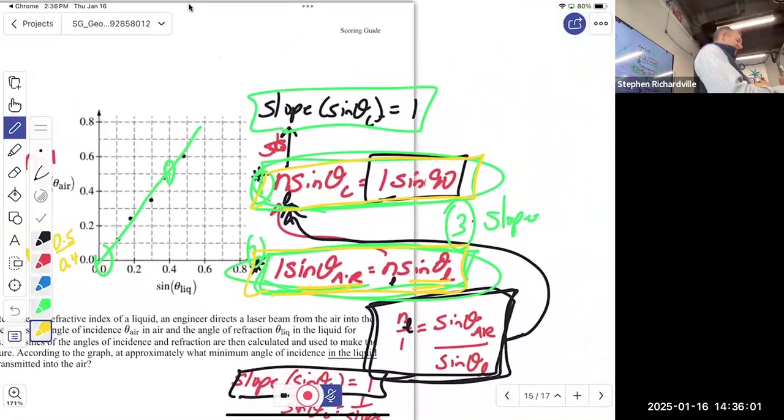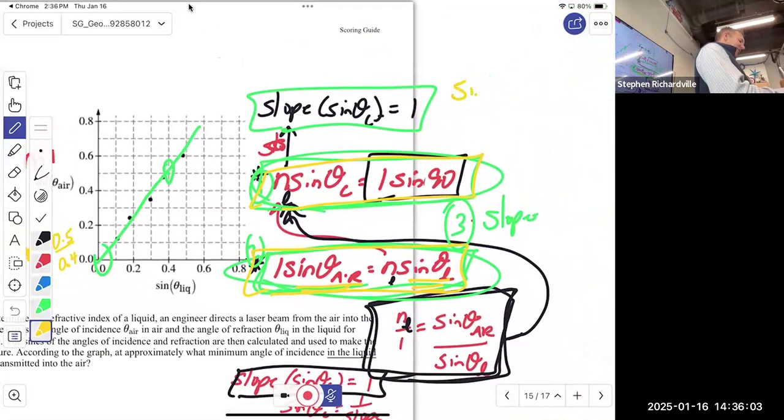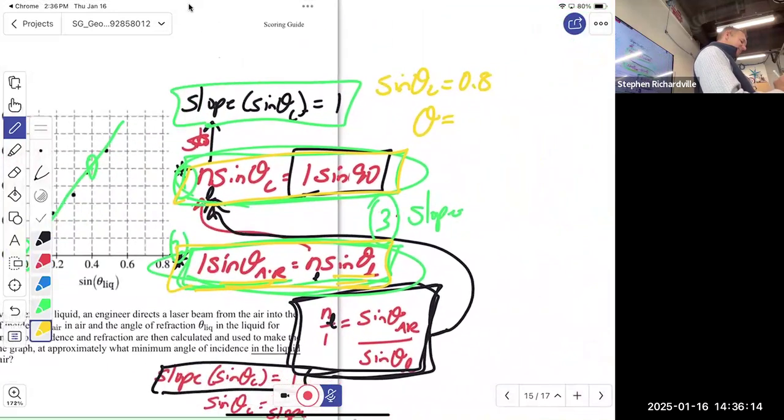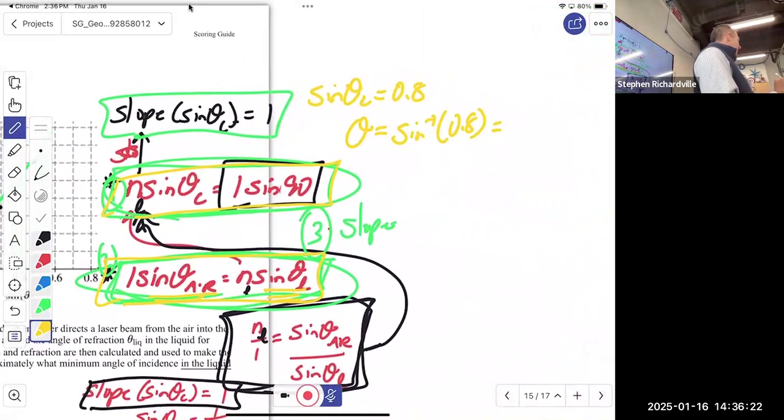So the point is sine theta critical equals 0.8-ish. So theta equals inverse sine of 0.8. What do we get? Is that 49 for that one? No, it's 53. I got 53 when I redid it. Yesterday I got around 48, and I was approaching it a different way. I went back and wrestled with it a little bit, and I came up with this.